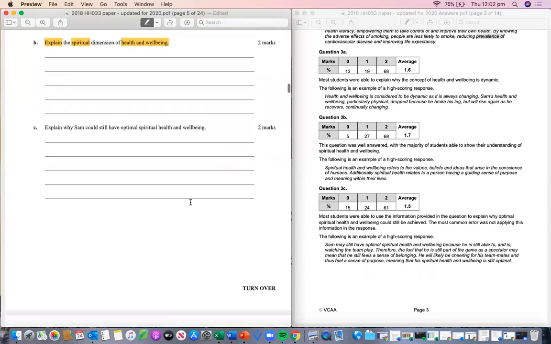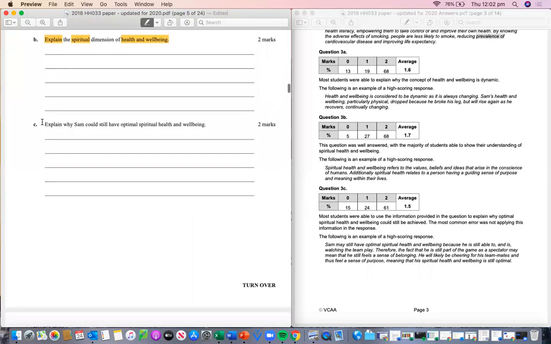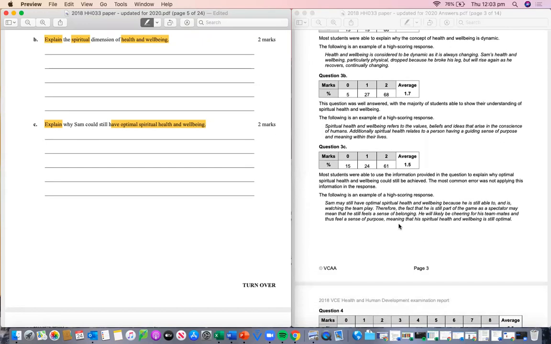Question 3C, explain why Sam could still have optimal spiritual health and well-being. So explain why he could still have optimal spiritual health and well-being. I'm going to focus on that area there. Again, the average mark was 1.5, so this is a fairly easy section in the exam.